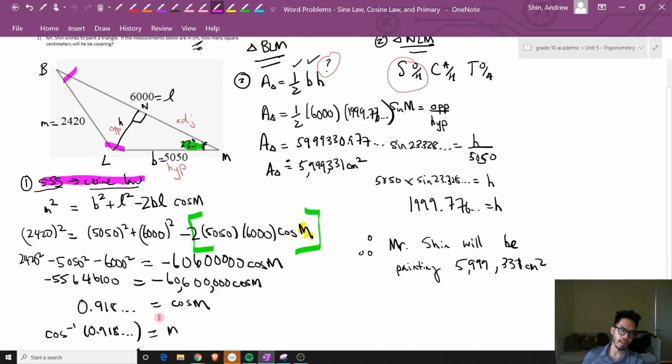Okay, and once I had M, we had this triangle, which is triangle NLM over here. And we identified our focus angle, opposite, adjacent, and hypotenuse because we identified this is a 90-degree triangle. We knew we had a 90. We could use primary trig ratios. And from here, we plugged in what we knew, which was the opposite and hypotenuse, and solved for the height. And once we had the height, we could use that to find the area.